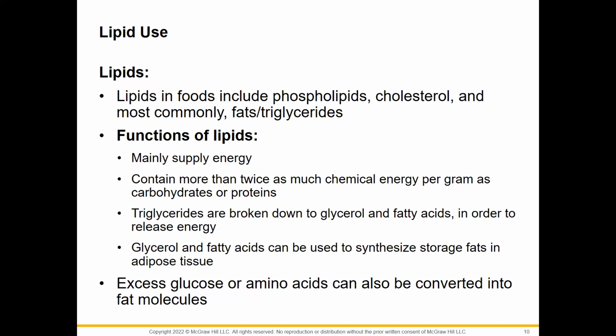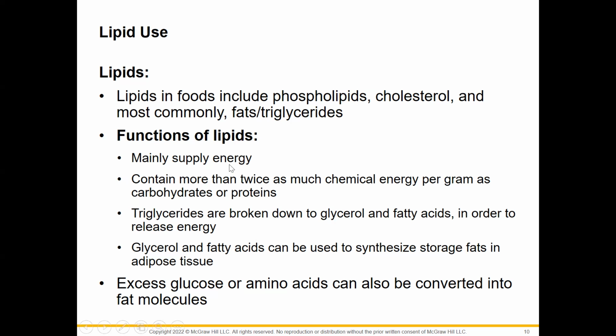So, how does the body use lipids? Lipids in food include phospholipids. We already talked about that. We most commonly see that around cell membranes. Cholesterol. We've seen cholesterol as a backbone of steroid hormones. And now we know that cholesterol is used to make bile that is produced by the liver that helps your body to process, utilize, and then remove fats from the body. And most commonly, your fats and triglycerides. Remember, triglycerides are the most common lipid that you're going to take in as a food source.